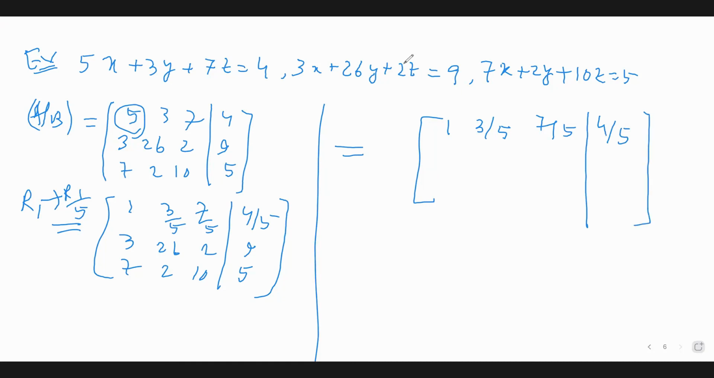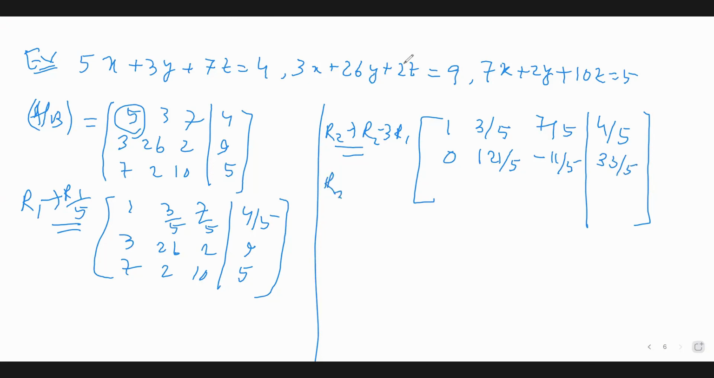रो 2 कैसे रिप्लेस होगा बताओ फटाफट. Sir, row 2 minus 3 R1. -3 रो 1 क्या होगा. 0, 26 minus 9 by 5, 121 by 5. देन करो कैलकुलेशन करो. 2 minus 21 by 5, minus 11 by 5. Yes sir. देन ये होगा 9 minus 12 by 5, 33 by 5.